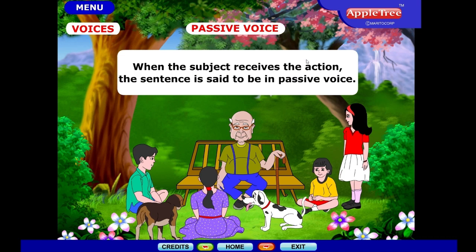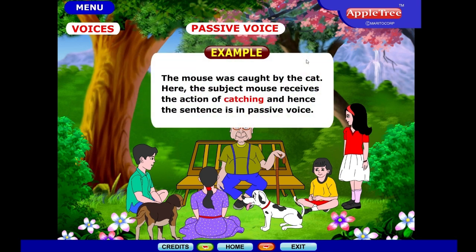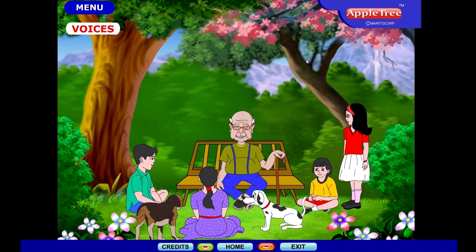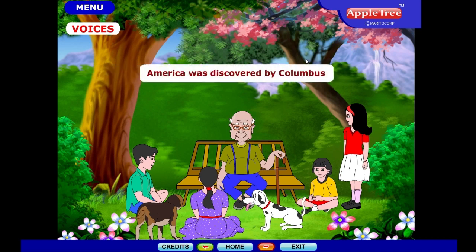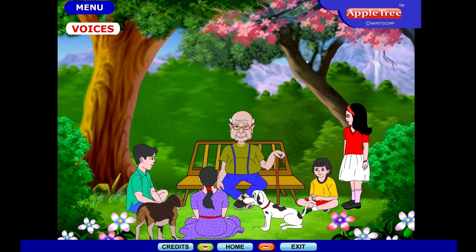When the subject receives the action, the sentence is said to be in passive voice. Example: The mouse was caught by the cat. Here, the subject mouse receives the action of catching and hence the sentence is in passive voice. Children, some changes have to be made when an active voice is turned into a passive voice. Look at these sentences. Columbus discovered America, which is an active voice. America was discovered by Columbus, which is in passive voice.